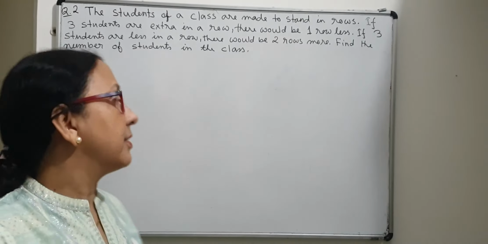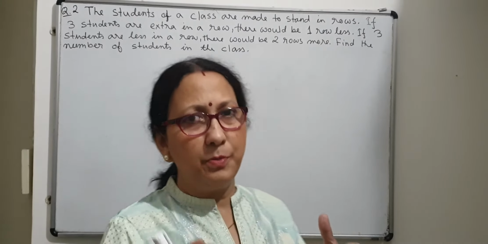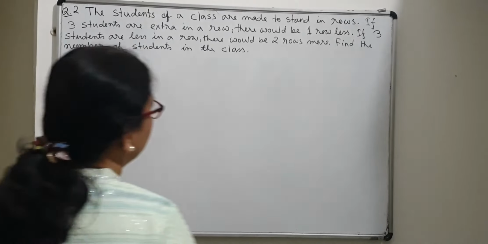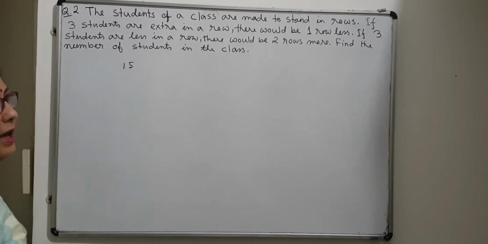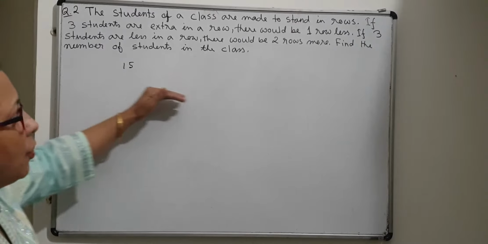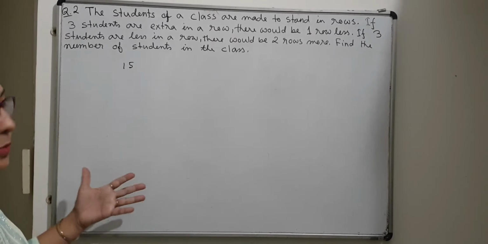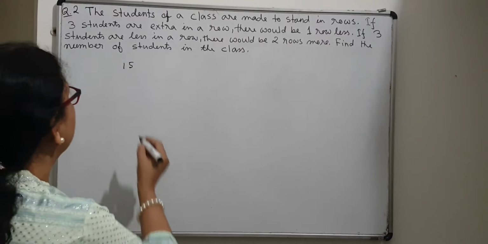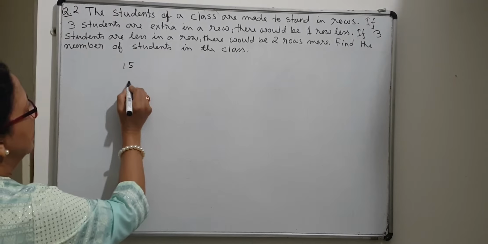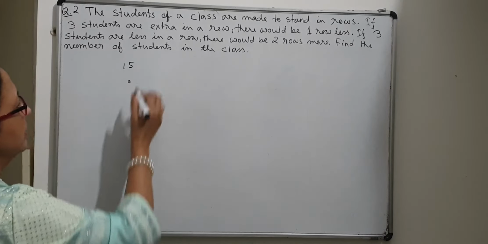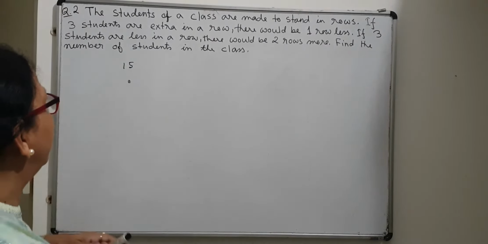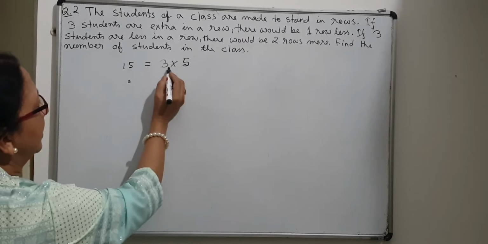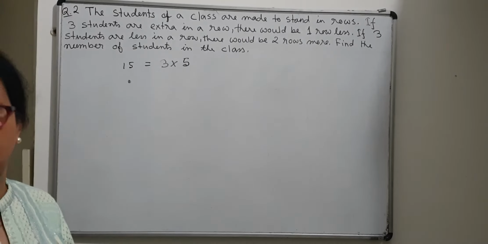So first let us understand the situation with the help of a simple example. Suppose there are 15 students in a class. Total number of students 15, okay? And they are asked to stand in rows, just like in assembly. So suppose they are asked to make 3 rows, okay? So if 3 rows, how many students will have to be in one row? 3 fives are 15. So if there are 3 rows, 5 students will be there in each row.